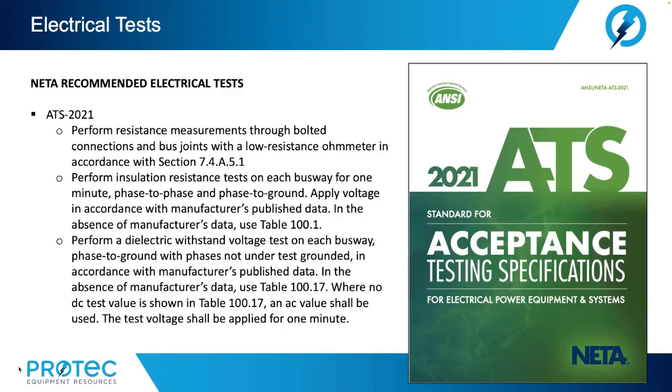Perform a dielectric withstand voltage test on each busway, phase to phase, with phases not under test grounded, in accordance with manufacturer's published data. In the absence of manufacturer's data, use table 100.17. Where no DC test value is shown in table 100.17, an AC value shall be used. The test voltage shall be applied for 1 minute.